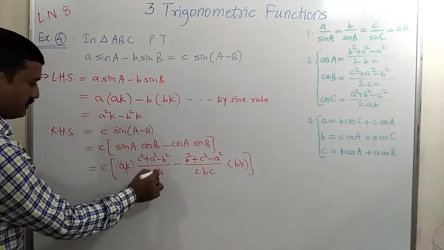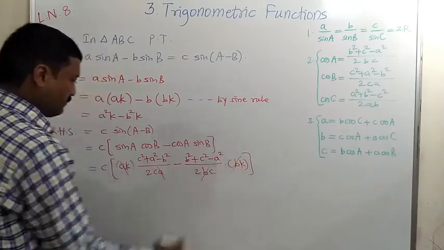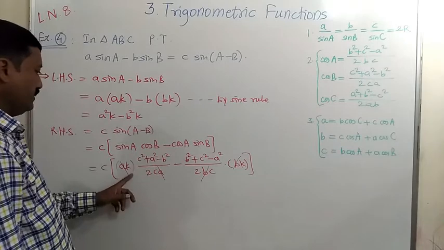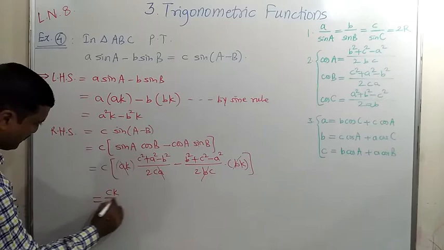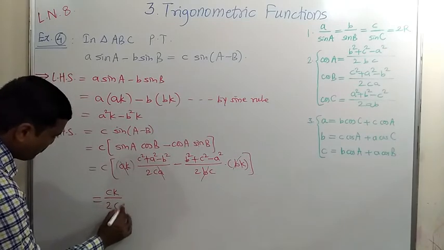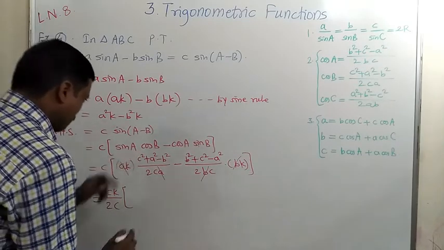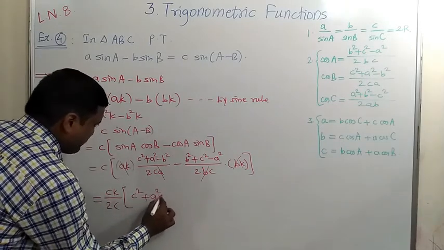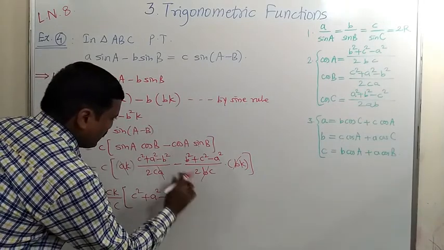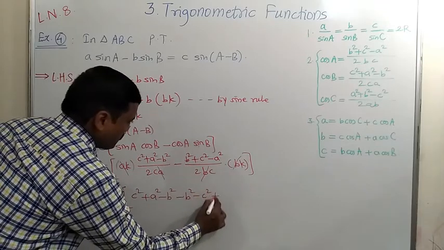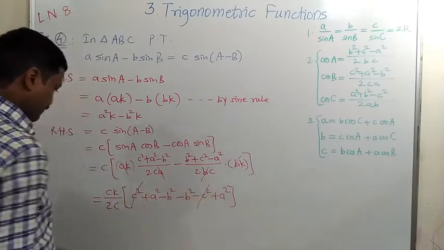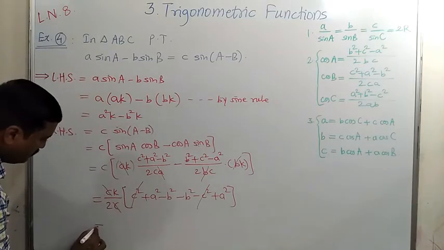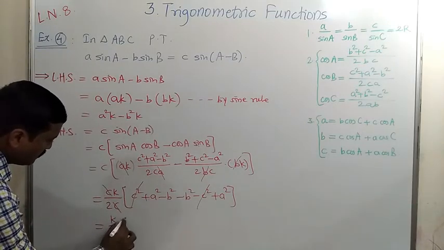Here A gets cancelled, B gets cancelled. Remains denominator twice C, which is common. Taking A common from both terms, we get CA. Take this twice C also common outside. So in bracket remains this numerator only, that is C square plus A square minus B square minus B square. Apply negative sign, minus C square plus A square. So here C square gets cancelled. Remains 2K upon 2 in bracket.